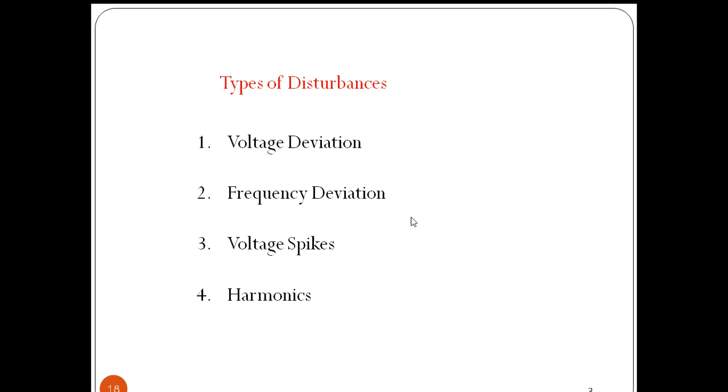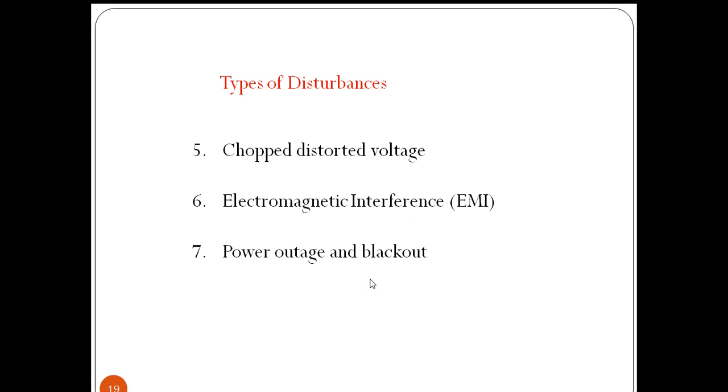Voltage spikes. When we are continuously switching the loads, the operating components involved in supplying the power from source to the load end will cause spikes. This will remain for a small amount of time. Harmonics are also present due to continuous switching of the power electronic devices operating in the circuit. And chopped distorted voltage, electromagnetic interference, power outage, blackouts.